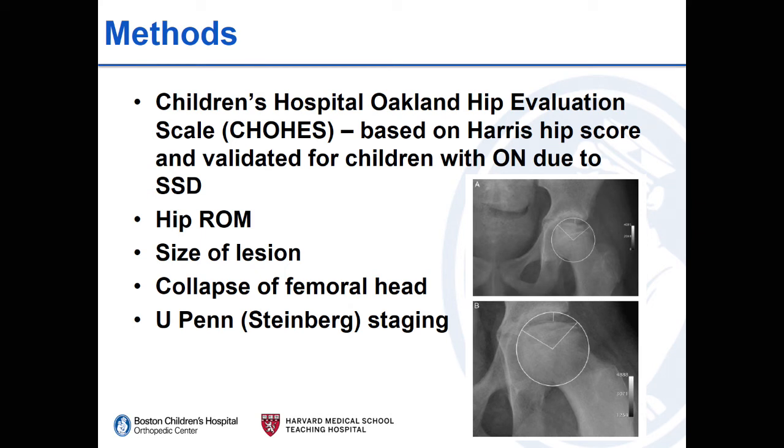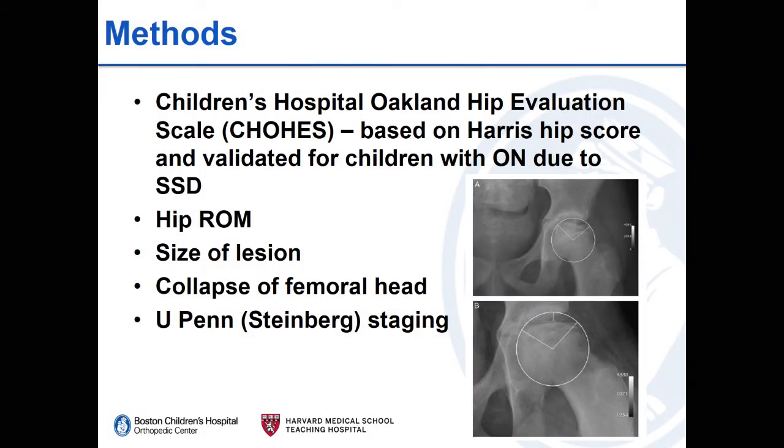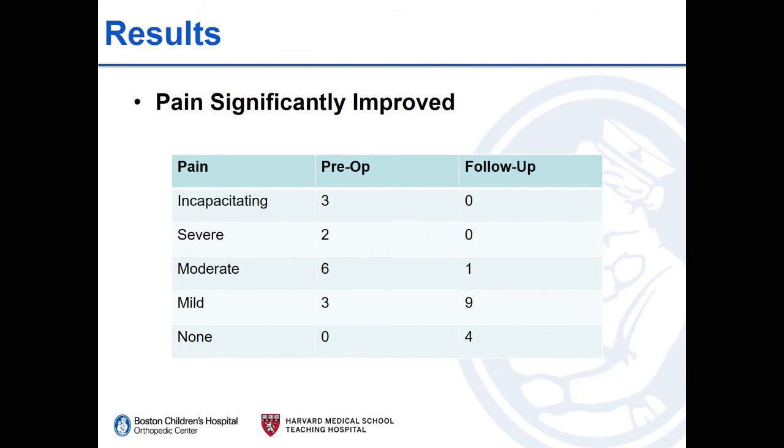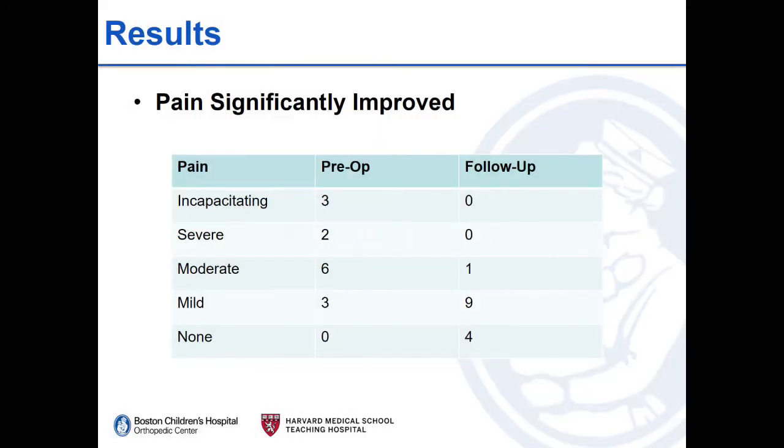And then we carefully looked at the radiographs before and after the procedure to look at the amount of collapse using the Kerbel's angle and the amount of collapse in terms of asphericity from the ideal sphere, as well as the Steinberg staging to look at the size of the lesion in the femoral head. In terms of pain, and this is not unusual because core decompression alone can be helpful in terms of pain, you can see pre-op, a lot of patients had very severe pain, which did go down to no pain or mild pain on follow-up.